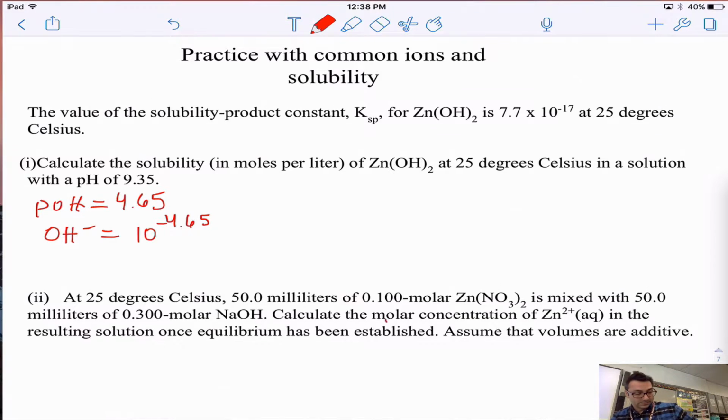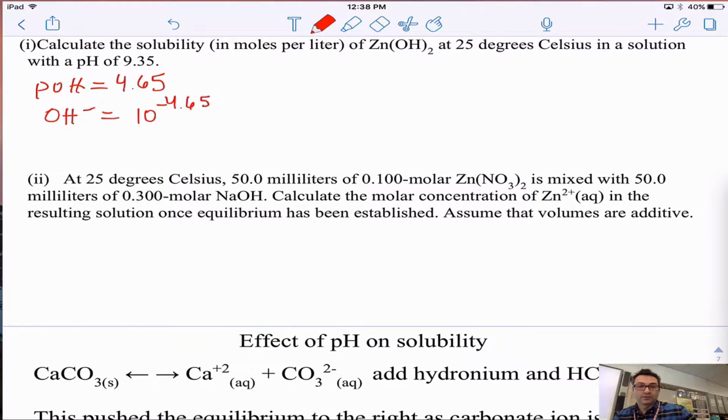And then also try something like part 2 down here, where I go ahead and mix some zinc nitrate with NaOH. And they ask us what the concentration of zinc is in the existing solution. This one's really challenging. This one's from an old AP exam. You're not going to really see anything like this on the test that I give you, but give it a try, and then we can go over it in class and talk about what it is that we actually saw.